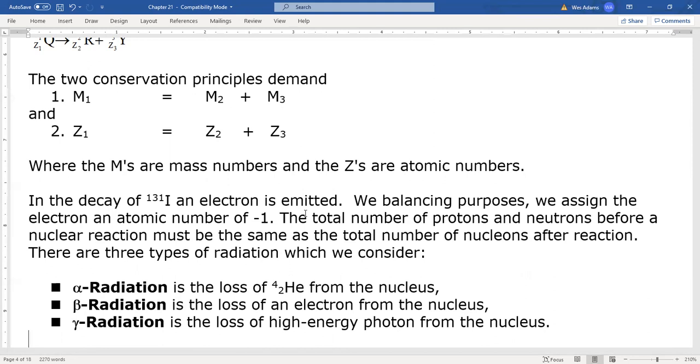The gamma radiation is a high energy photon from the nucleus. That's like gamma radiation that we talked about in the first semester course, but it's usually the result of some other decay, and then the nucleus is left in an excited state. There are very few pure gamma emitters. Usually gamma is associated with some other type of radiation.